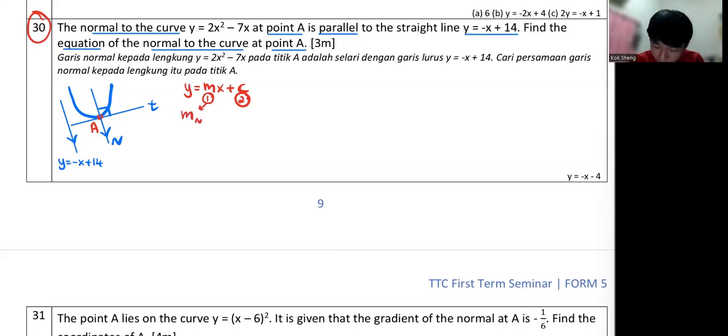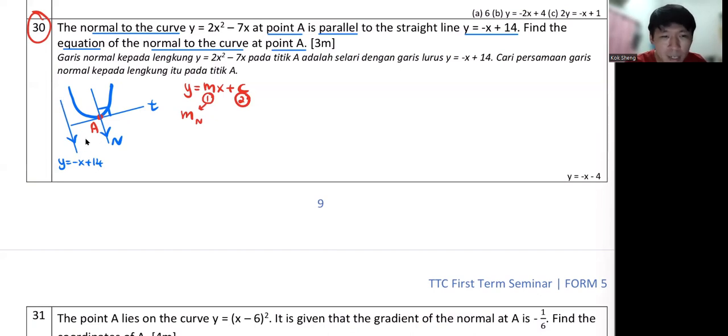I put n here, okay? So it's not mt, it's mn. Careful, it's not mt. We need to find the mn, the normal gradient. Okay, so back to here first. Normal gradient, actually, no need to, we have the answer.